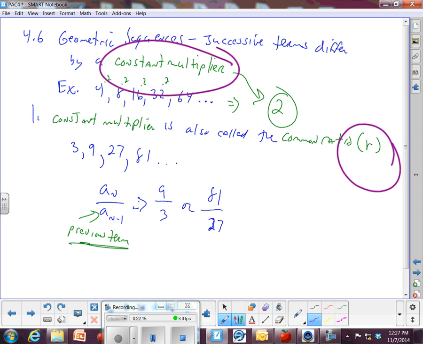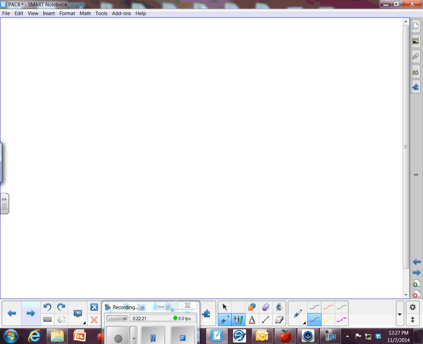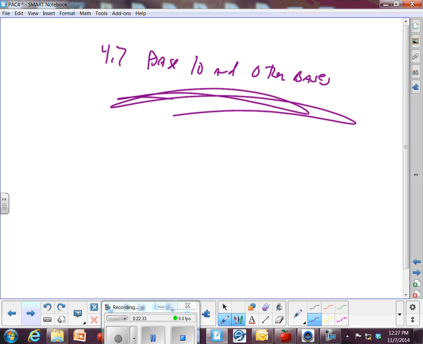Tonight's homework. You need to watch the video on lesson 4.7. And that's base 10 and other bases. Very important lesson. Very cool lesson. Oh, I've got to get you guys sheets.